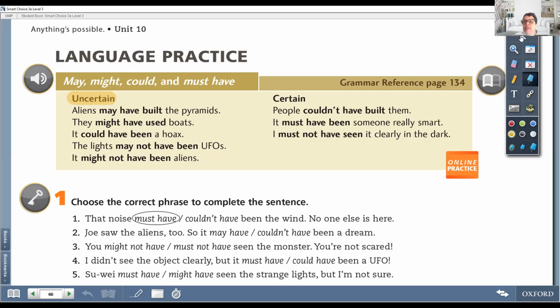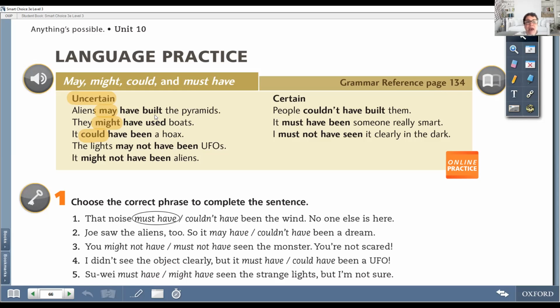When something is uncertain, right, to have happened, we usually use may or might. These are the uncertain modal verbs, okay? So let me highlight them here too. May, might, and could. All right? So when we use these modals, we are saying that we are not sure. Okay? We are uncertain.